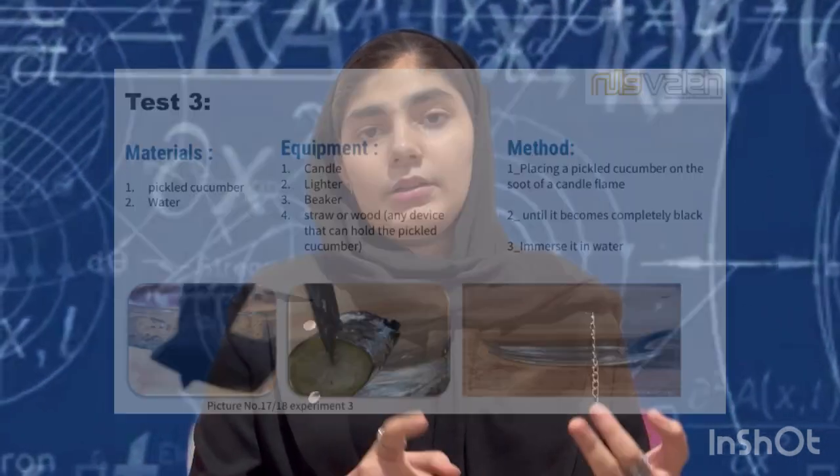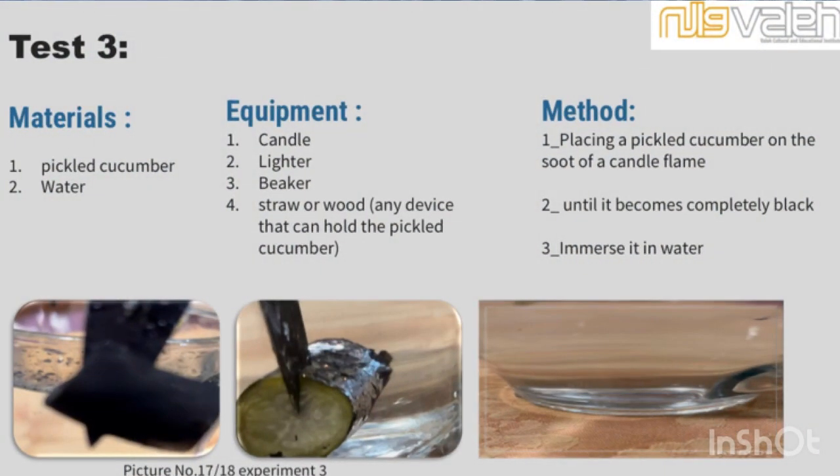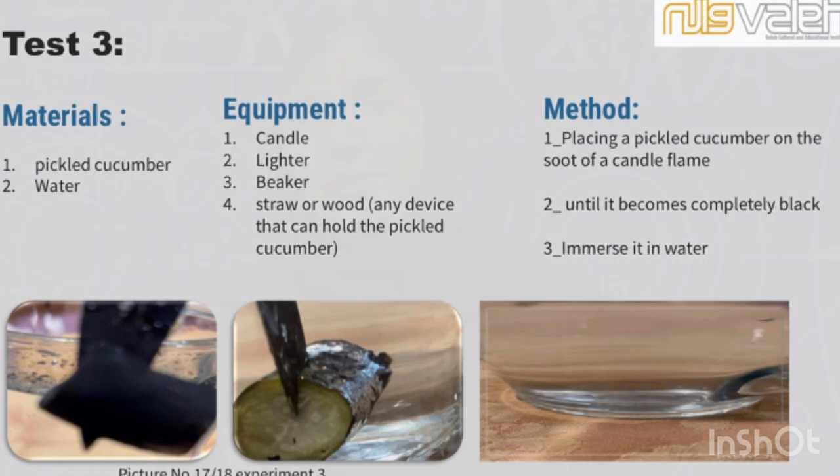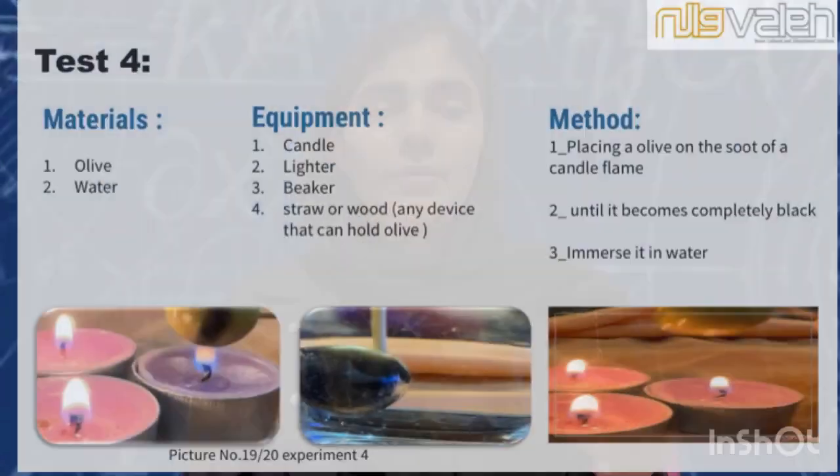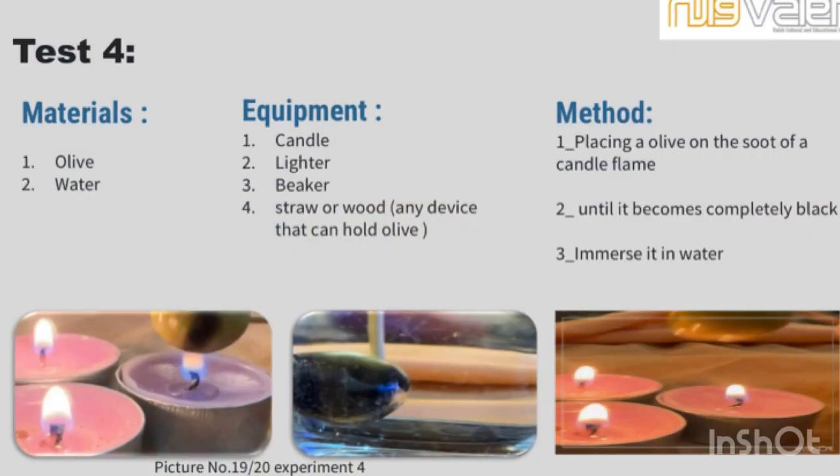Experiment number 3 is about pickled cucumber. Our materials are pickled cucumber and water. We put our pickled cucumber in front of the soot of our candle flame, and after it is completely black, we submerge it under the water. About experiment number 4, we use olive and water for our materials. We put our olive in front of our candle soot, and after it is completely black, we submerge it under the water.